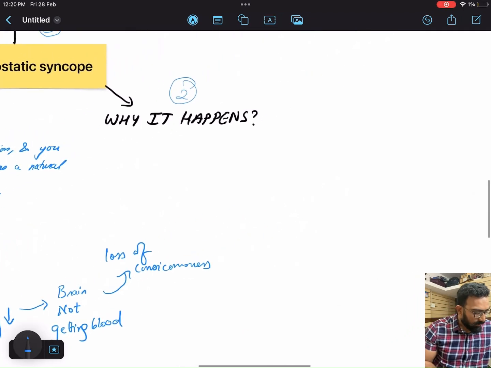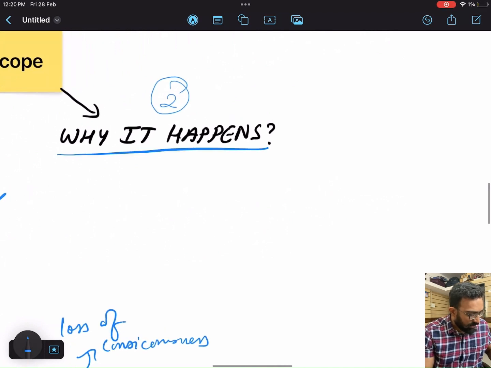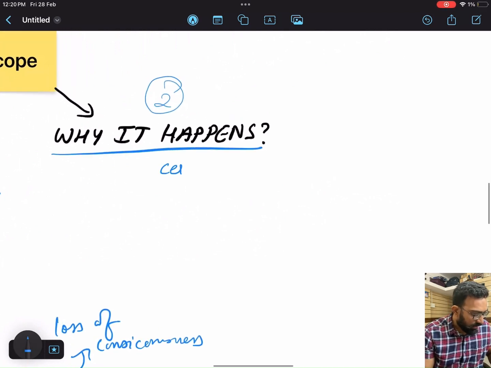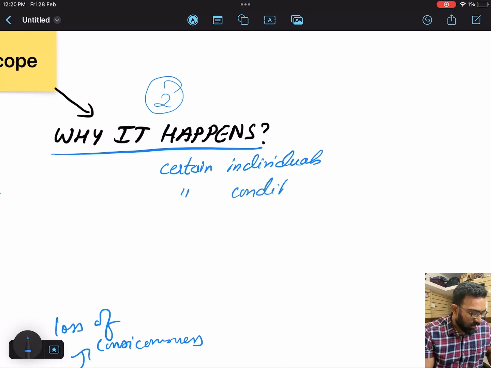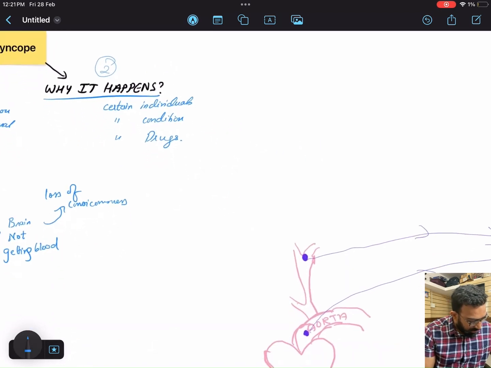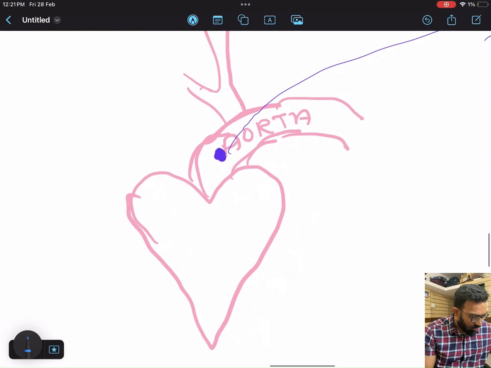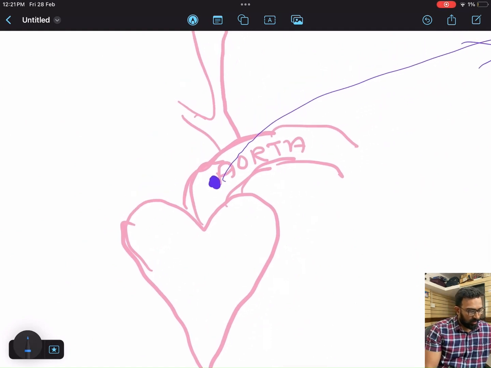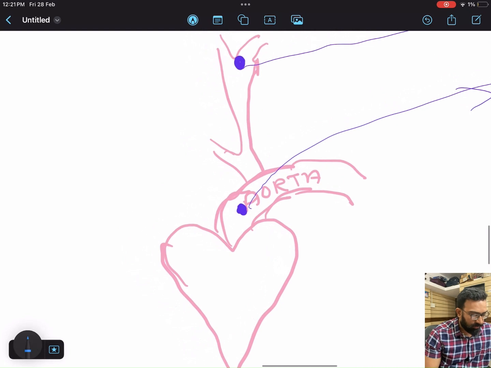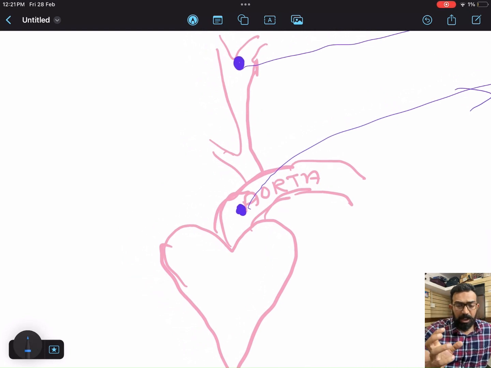Now we'll discuss why it happens in certain individuals. It only happens in certain individuals during certain conditions, or when they are taking certain drugs. Normally it does not happen. Normally it does not happen because, as I have drawn over here, this is your heart, and whenever the heart is getting less blood back from the body, so the blood is getting pulled down within the veins, the heart is getting less blood from the body.